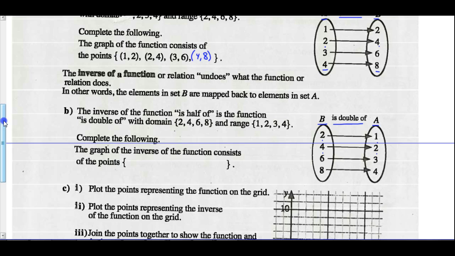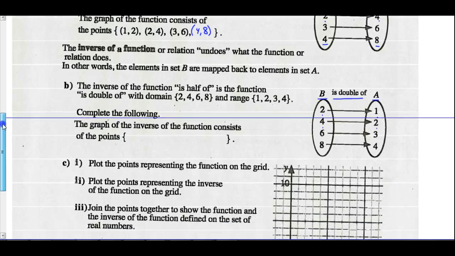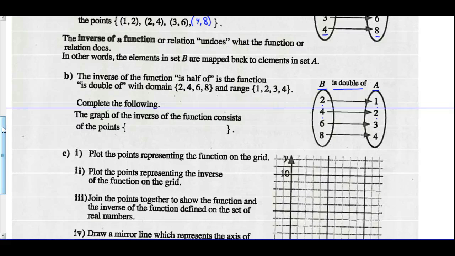So complete the following. The graph of the inverse of the function consists of the points. Ordered pairs now are (2, 1), (4, 2), (6, 3), and (8, 4).